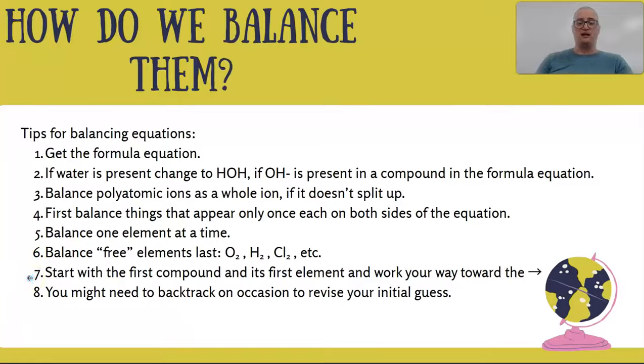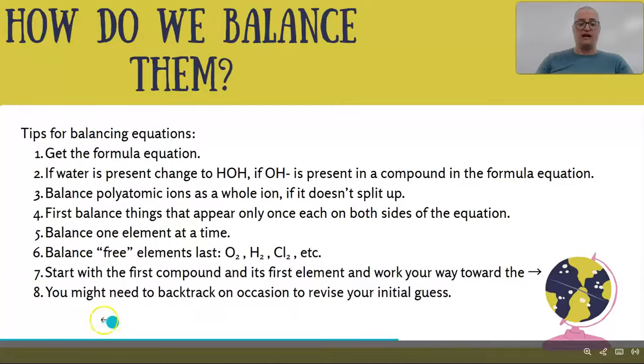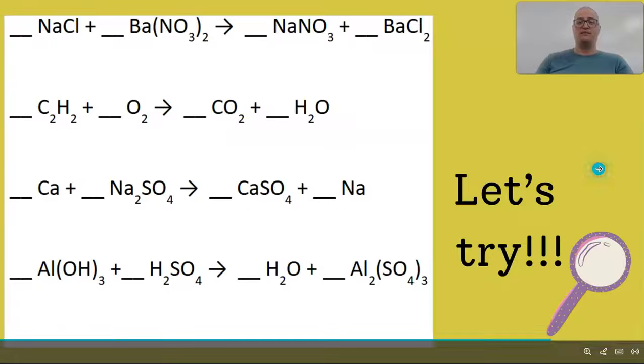Start with the first compound and its first element, work your way towards the arrow, and you might need to backtrack on occasion. That's okay. This is why we're going to write how many we have on either side. So let's take a look at some of these examples.